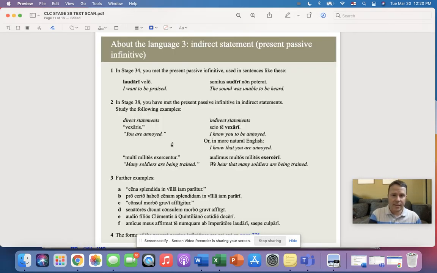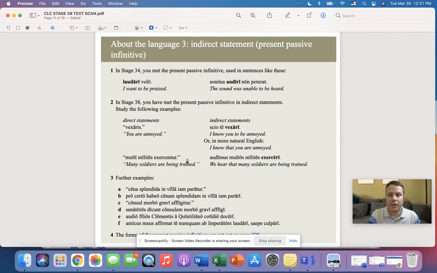All right. Now let's take a look here in 38. We've got the About the Language section. We've got indirect statements like scio te vexari. Now I know that you are vexed. So this needs to be both present but also passive. So not I know that you are annoying somebody else, but that you are being annoyed. Or we could even just say you are annoyed. Here, audimus: we hear that many soldiers, not are training something else, but they are being trained.